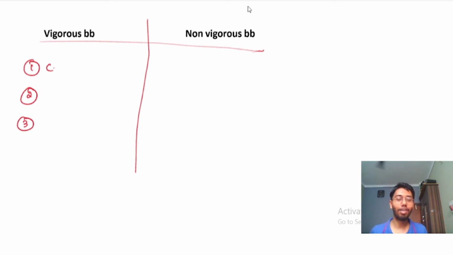That is the only phase of life where people will be happy looking at us crying. Fine. So when the baby is crying, it is a vigorous baby. When the baby's tone is normal, it is a vigorous baby. Tone in the sense, how will we be checking tone?